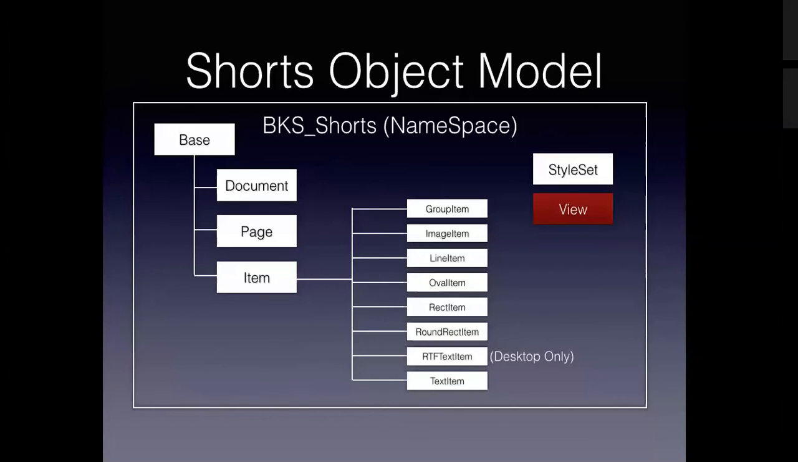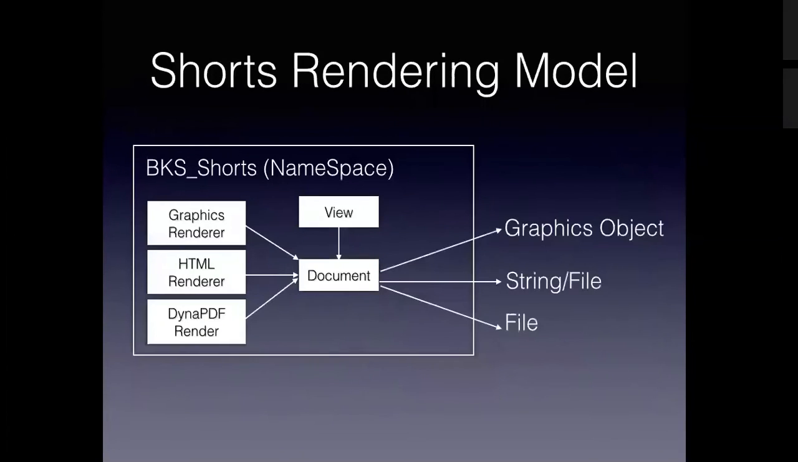Now, the view is also kind of an interesting one because that is our class that says, here's what I'm going to. So if the view is on the Mac and it's on a Retina display, it knows that the resolution that it has is 144 dpi. If it's going to a printer, it knows what the resolution is. So between the renderer and the view, it sort of figures out what it needs to do.